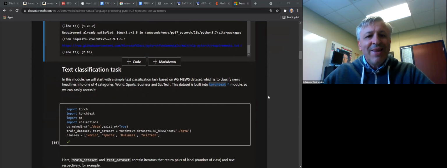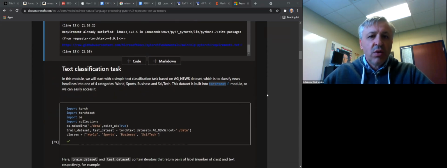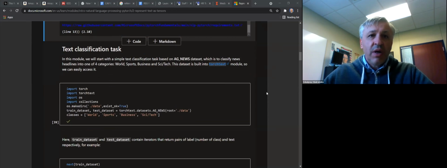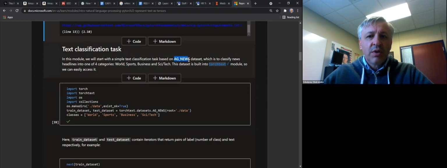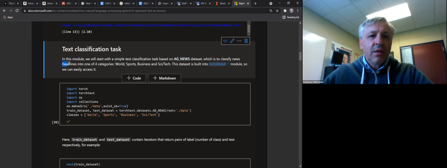All right, so let's take a look at the text classification task. The overall idea is that if you are given some text, we want to figure out not necessarily what this text is about, but at least what category it belongs to. For that, we are going to use the AG News data set, and it consists of news headlines. These news headlines are classified into one of four categories: world news, sports news, business news, or sci-tech news.